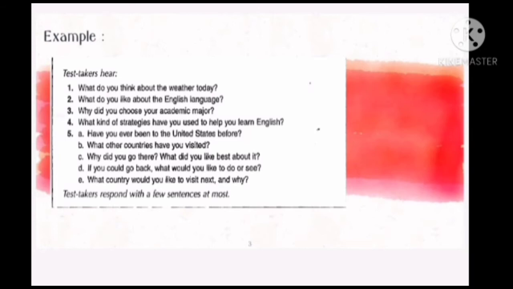There are two examples of question and answer. In the first, the question giver gives questions, then the participants answer them. In the second example, the questions are given by participants to determine their ability to make questions to the question giver.